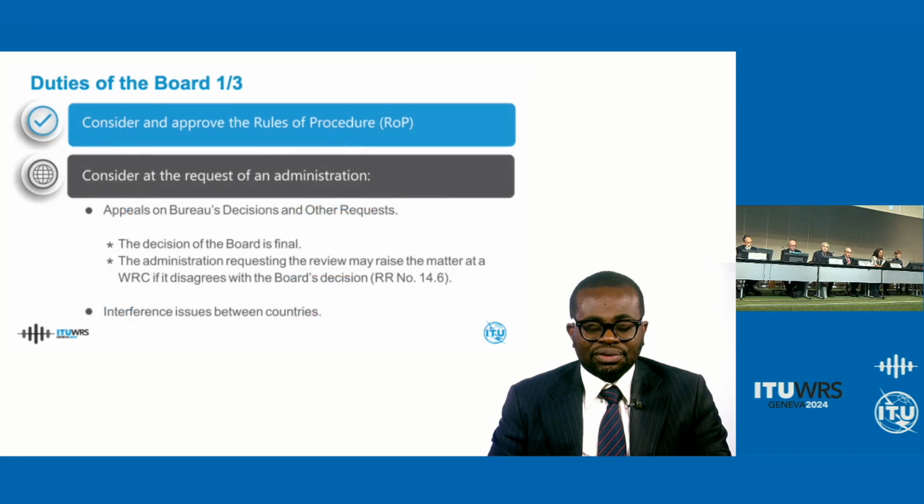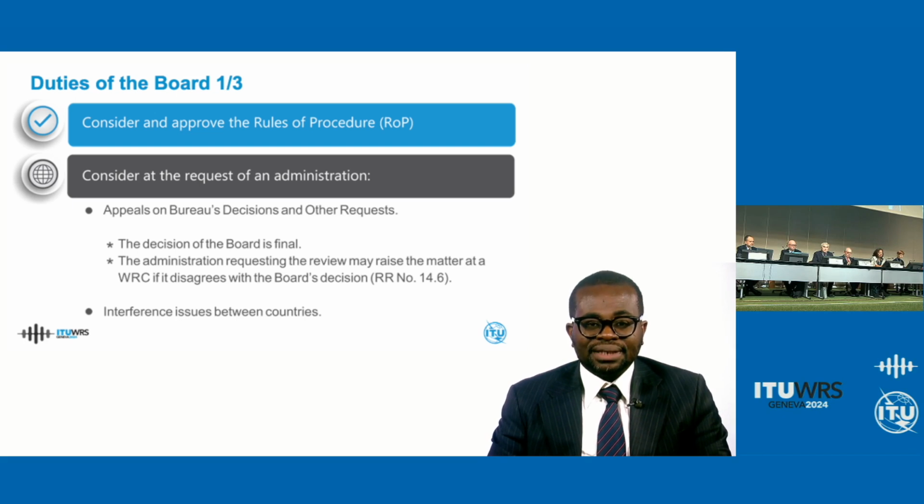Now let's look at the duties of the board. One of the key functions of the board is to consider and approve the rules of procedure. I'll talk a bit more about this later. The board also considers appeals on the Bureau's decisions and other requests when made by an administration. Per Article 14.6 of the Radio Regulations, the board's decisions on such matters are final, and if an administration has reservations about the board's decision, it may raise the matter at the next BRC for the conference to decide accordingly.